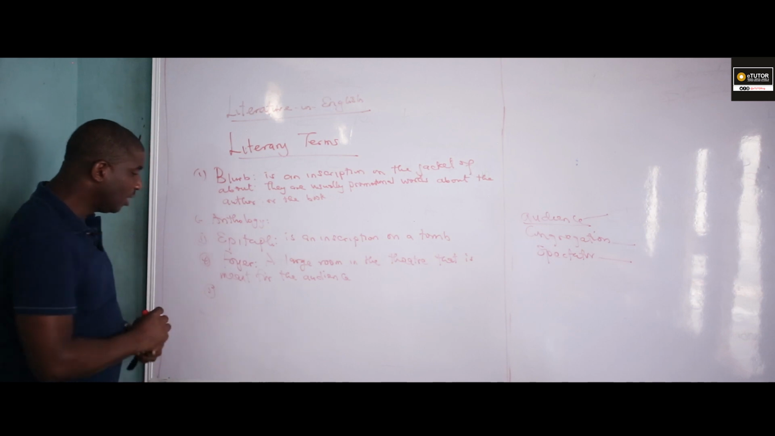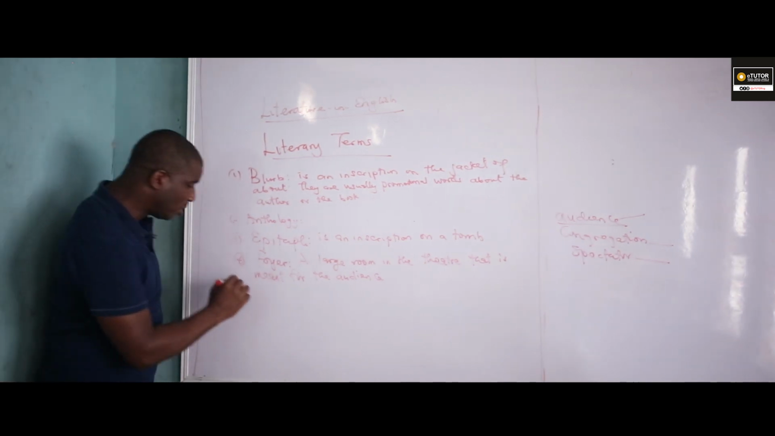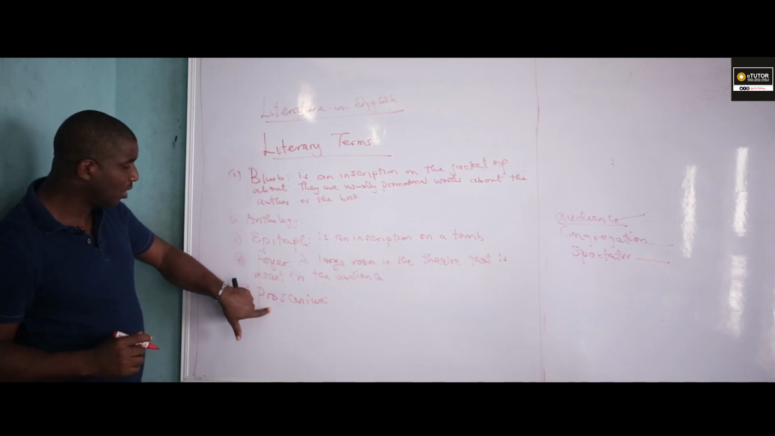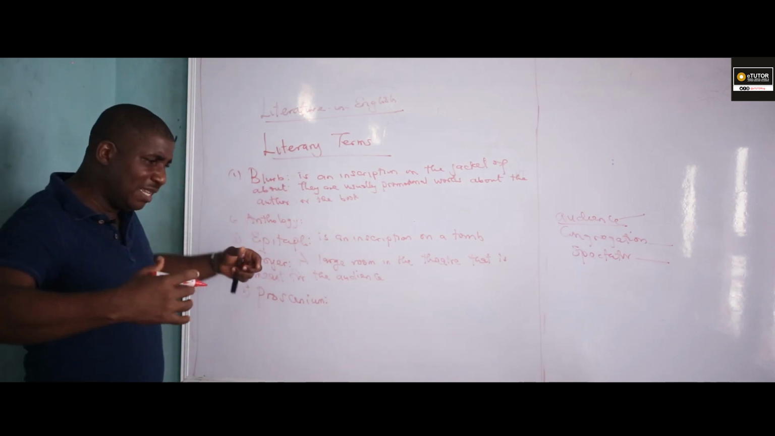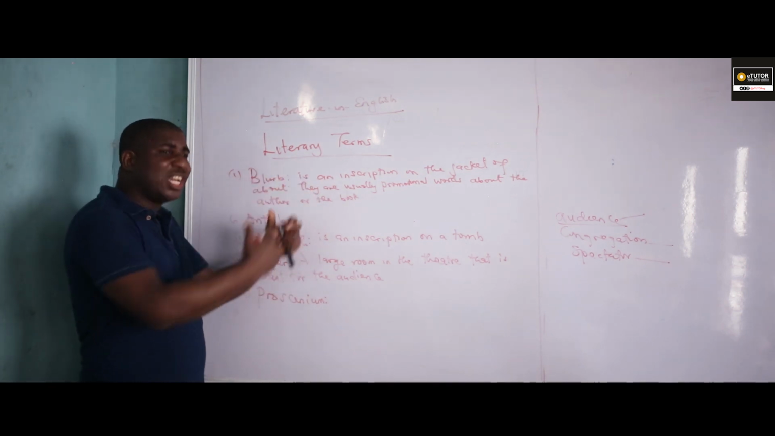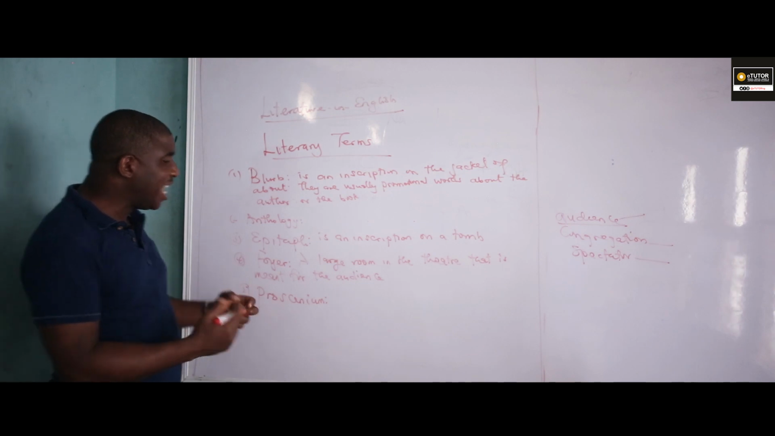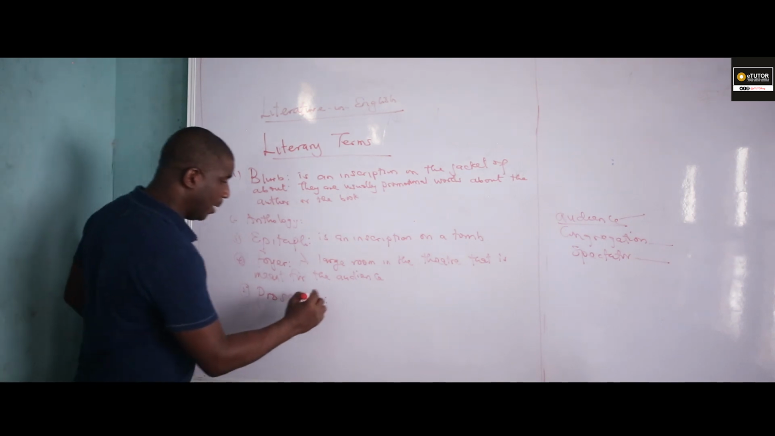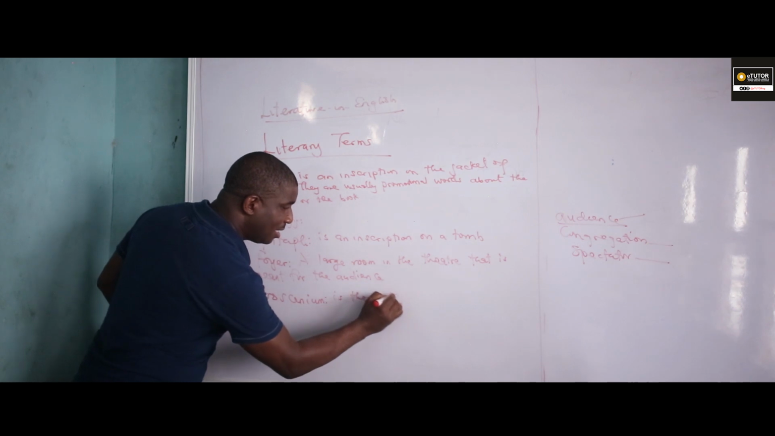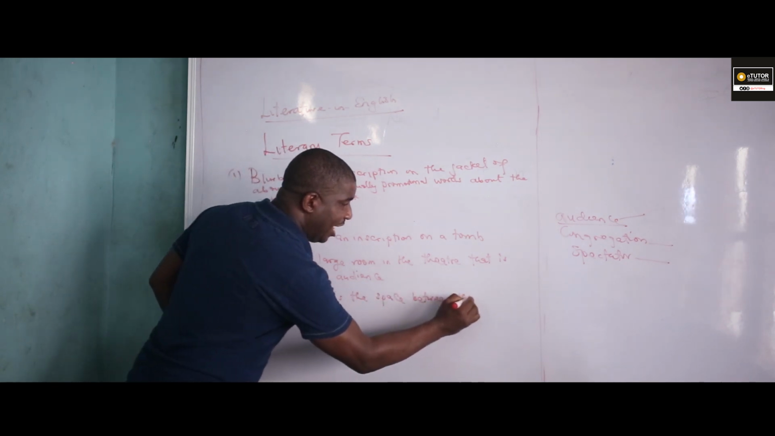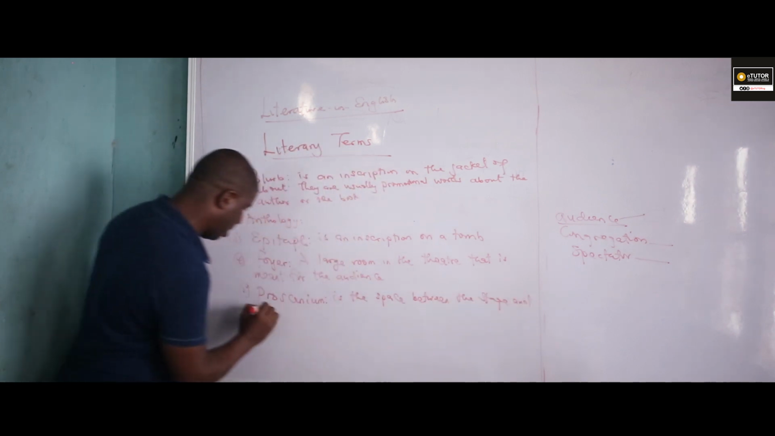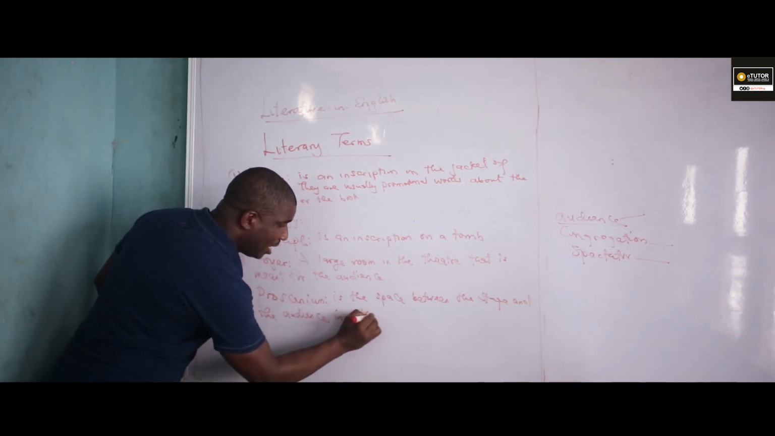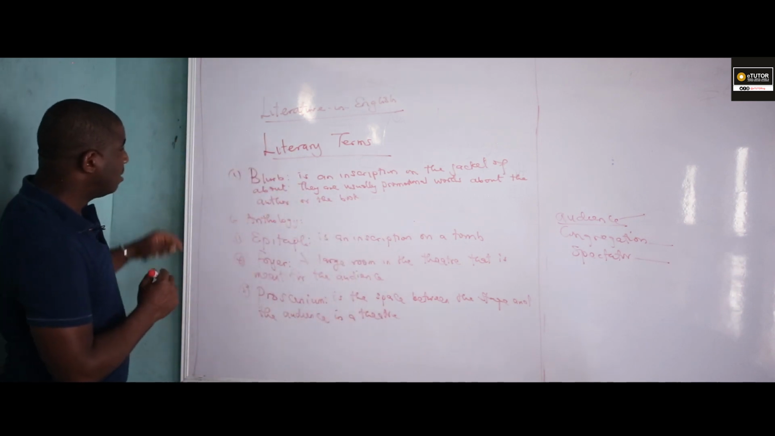The next one is called proscenium. What do you mean by proscenium? Proscenium is the space between the stage and the audience. In a theater, proscenium is the space between the stage and the audience in the theater.